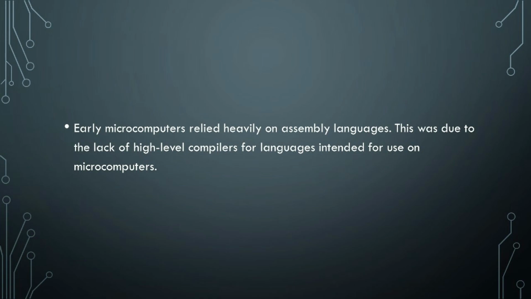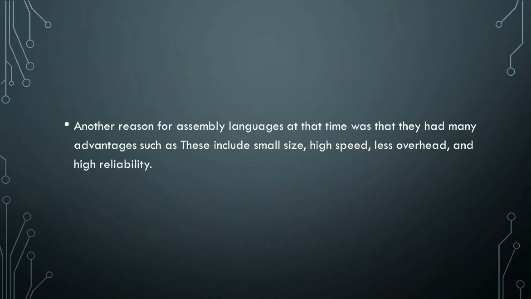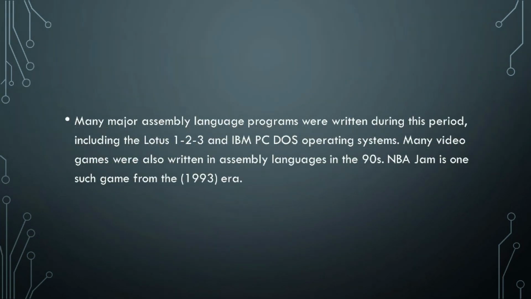Early microcomputers relied heavily on assembly languages. This was due to the lack of high-level compilers for languages intended for use on microcomputers. Another reason for assembly language at that time was that it had many advantages, including small size with high speed, less overhead, and high reliability. Many major assembly language programs were written during this period, including Lotus 1-2-3 and the IBM PC-DOS operating system.